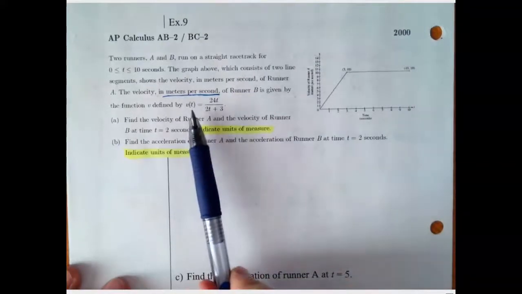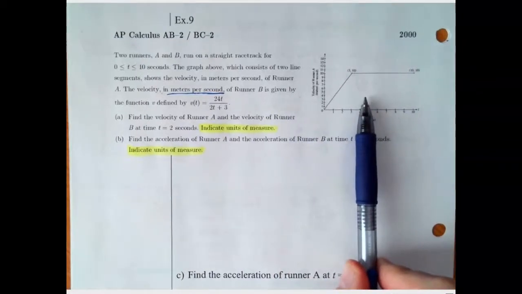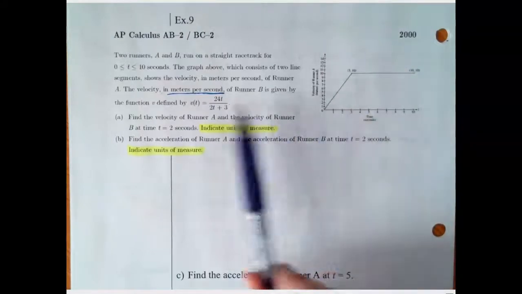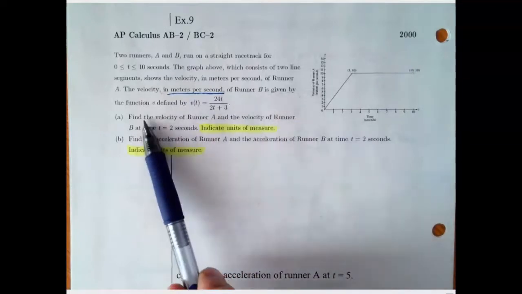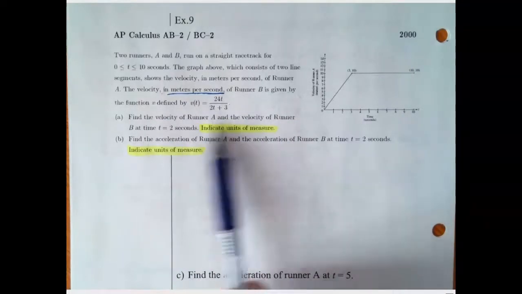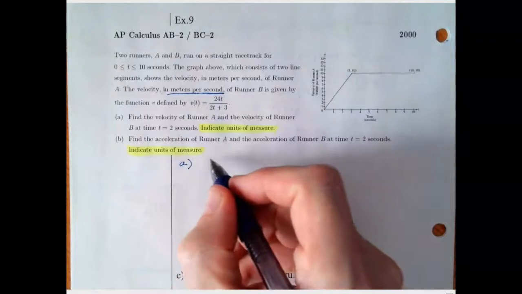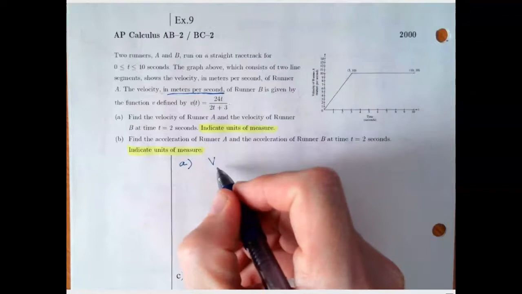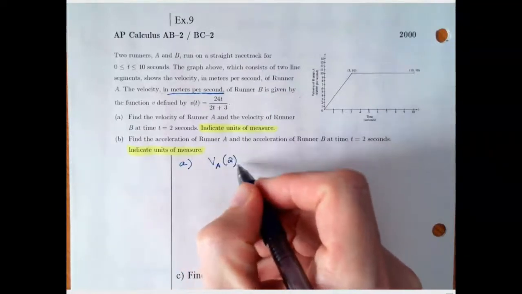Alright, so they gave us a graph of velocity. They give us a lot of graphs, and we need to figure out what those graphs tell us. And so the graph is for runner A, and they give us an equation of velocity for runner B. So the first thing says find the velocity of runner A and the velocity of runner B at 2 seconds. So I'm going to find the velocity of runner A at 2.